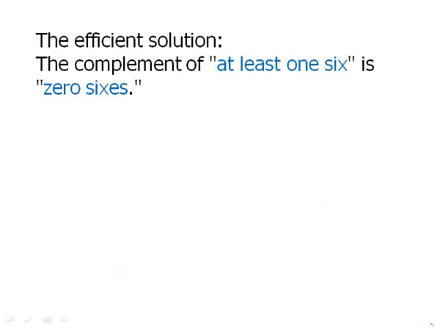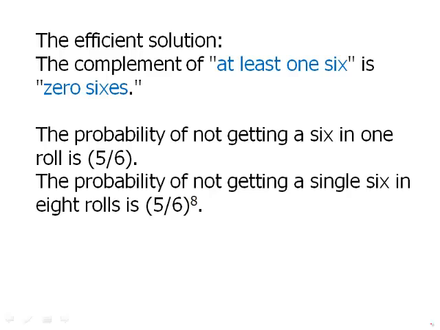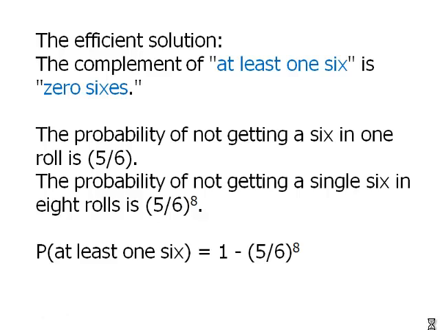So here's the shortcut. The efficient solution: the complement of at least 1 6 is 0 6s. Well, let's think about this. The probability of not getting a 6 on one roll is 5 over 6. The probability of that happening, of getting not a 6 8 times, is (5/6)^8. And so the probability is 1 minus (5/6)^8.